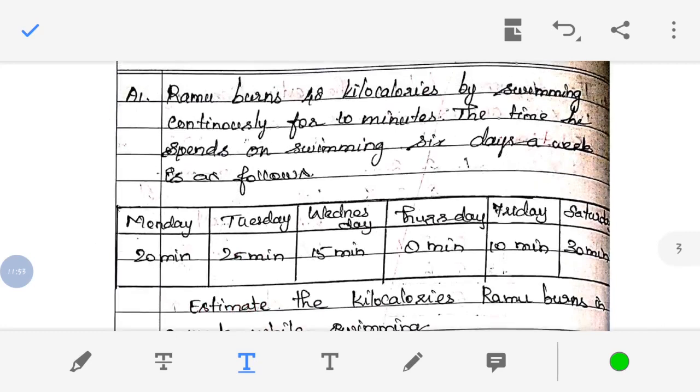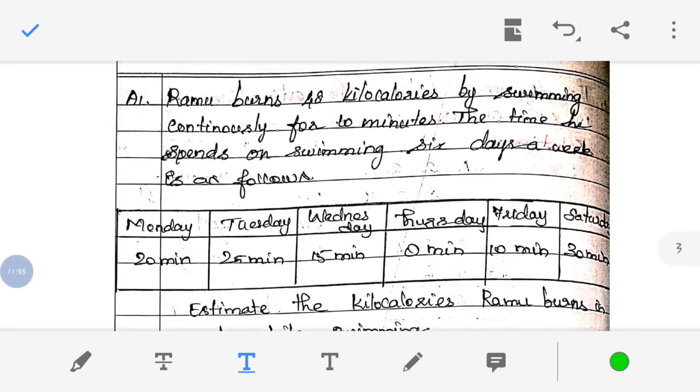So the next question is: Ramu burns 48 kilocalories by swimming continuously for 10 minutes. The time he spends on swimming 6 days a week is as follows. So Ramu burns how many calories? 48 kilocalories. Kilocalories is a unit, don't worry about that. So 48 kilocalories he burned continuously for 10 minutes. For 10 minutes he burnt 48 kilocalories, and we have to find out the total.